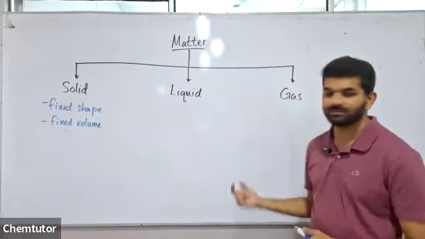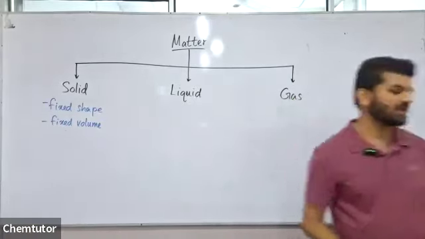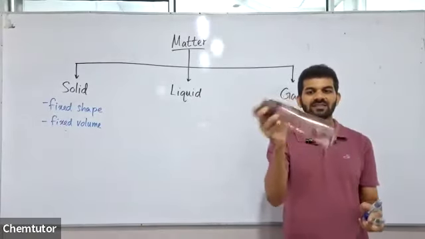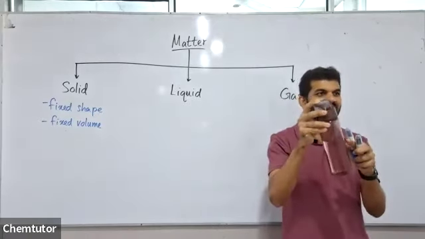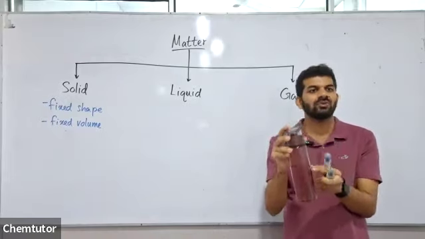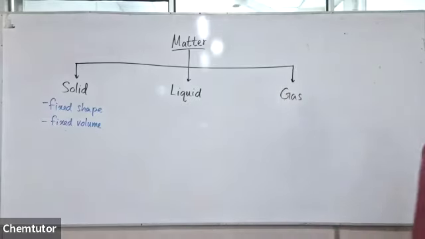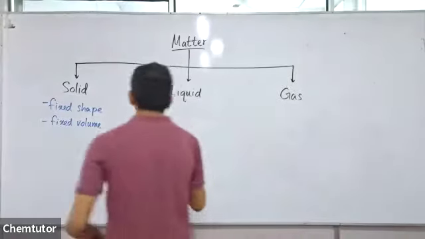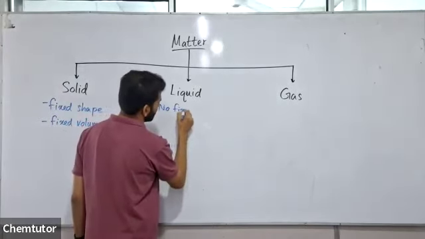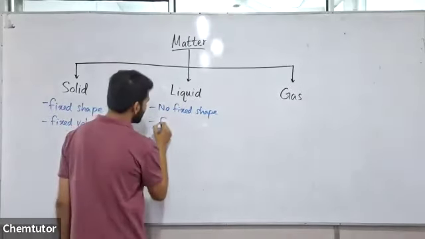And the liquids, we know, do not have a fixed shape, but they have a fixed volume. For example, this water in this bottle doesn't have a fixed shape, so the shape will be changed. But the volume is the same. If I put the same amount of water into a different container, it occupies the same volume, but a different shape. Is it clear? So therefore, liquids have no fixed shape, but they have a fixed volume.